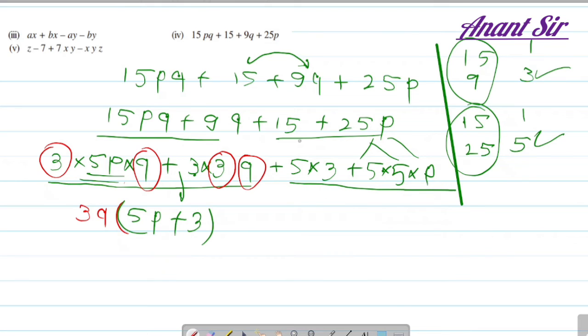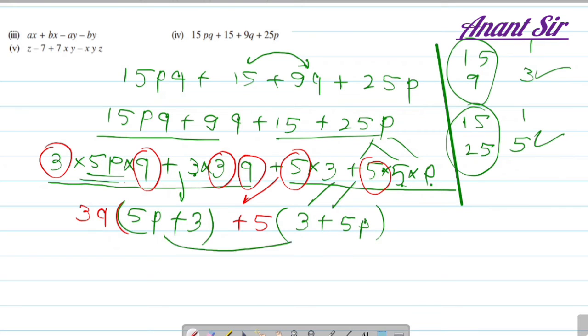And then what about the last two terms? What can I take common from the last two terms? I can take only 5 with the sign plus. Then what remains in the bracket? Are we getting the same bracket this time? It's 3 plus 5p. Is it the same or not? 3 plus 5p is the same as 5p plus 3, or not?